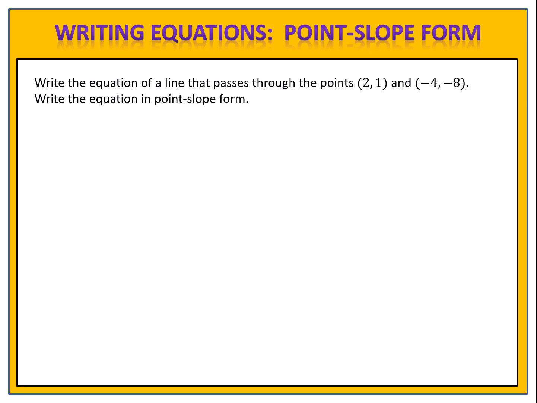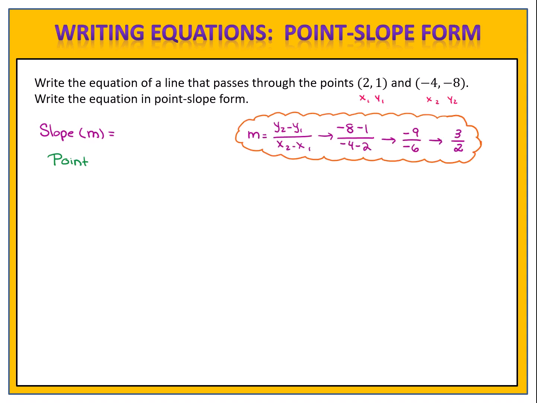Let's see how you did. We need to identify the slope and a point in order to use the formula. We were not given the slope in the problem, so we have to label our points x1, y1 and x2, y2. We use the slope formula and calculate the slope to be 3 over 2. We then need to choose one of the 2 points. You could choose either point, and I'll show you what both equations look like.